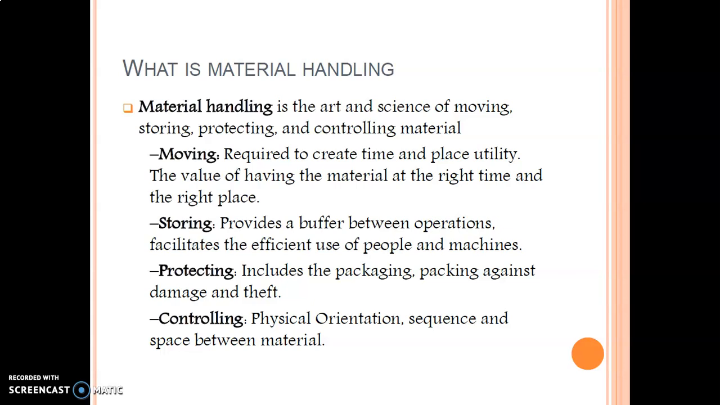Like suppose your system is traveling a long distance, and it has a high risk of theft. So you should also provide security during the transportation service. Controlling: physical orientation, sequence and space between the material.